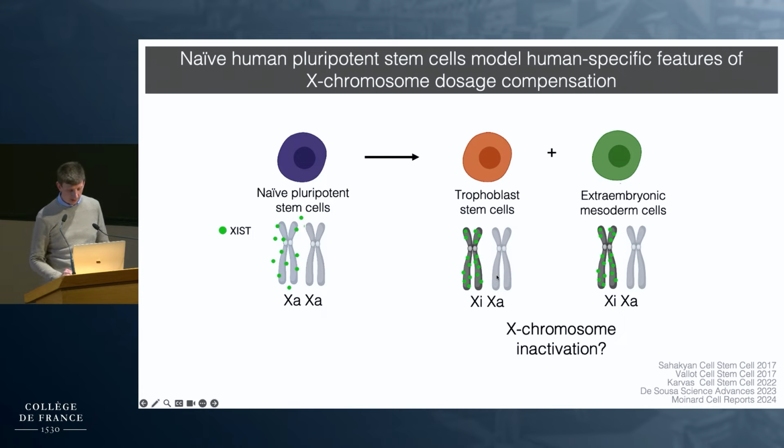And emerging evidence from multiple labs has suggested that differentiating naive human pluripotent stem cells to extraembryonic trophoblast lineage may induce the establishment of X inactivation, but it still remains incompletely characterized, and whether extraembryonic mesenchymal cells obtained by differentiation from naive pluripotent stem cells undergo X inactivation is also unclear.